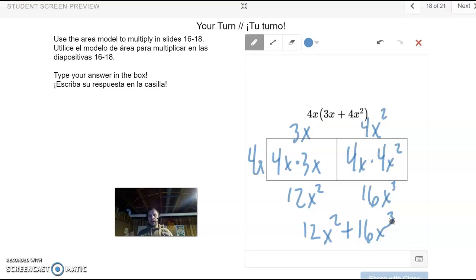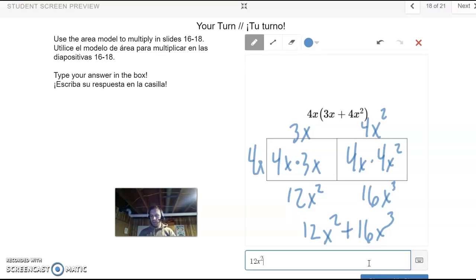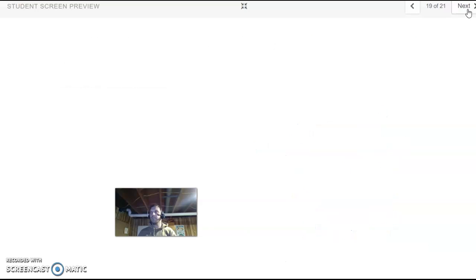And when I say combine, I mean put them together with addition. They're different exponents, right? X squared, x to the third, so they cannot be added to each other. So we write it 12x squared plus 16x to the third. Nice work.